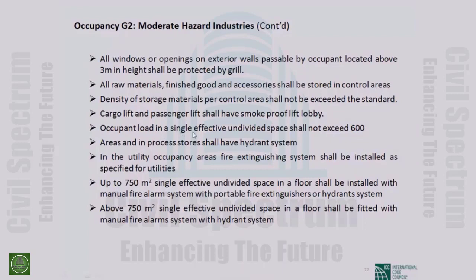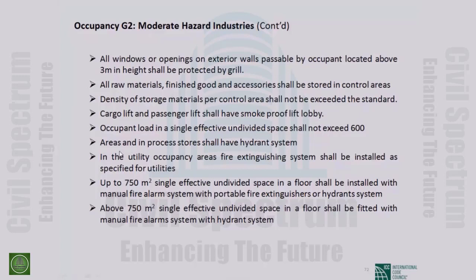Occupant load in a single effective undivided space shall not exceed 600. Or we can say, occupant load in a compartmented area shall not exceed 600. Actually, if it is more than 600, you have to compartment that area. So you need some compartmentation of that area if it is more than 600.